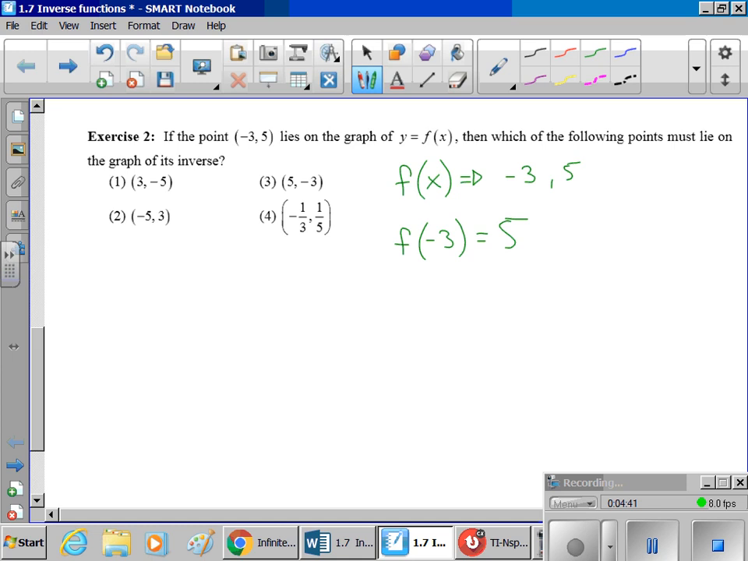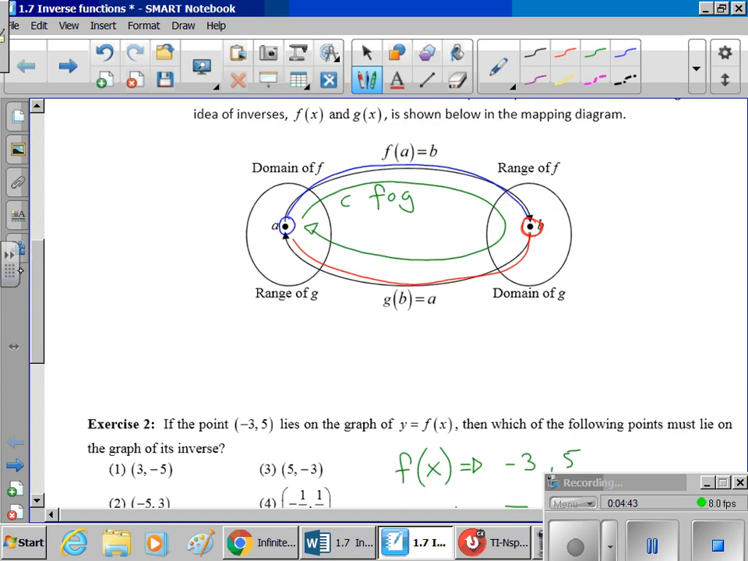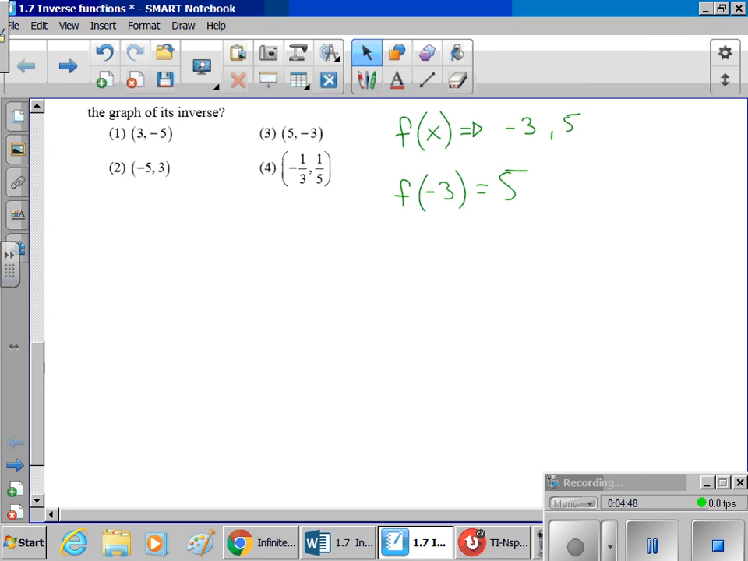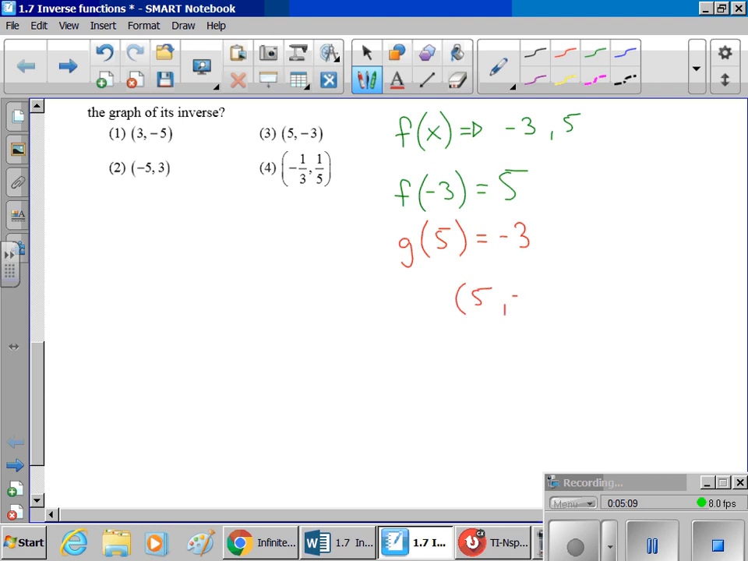All right, so based on our picture of inverses up here, what we need is for g, our inverse, to take the point 5 back to negative 3. So our input is now 5 and our output is now negative 3. So if we think of our inputs as x's and our outputs as y's, the point on this graph is going to be (5, negative 3), which is going to be option 3.